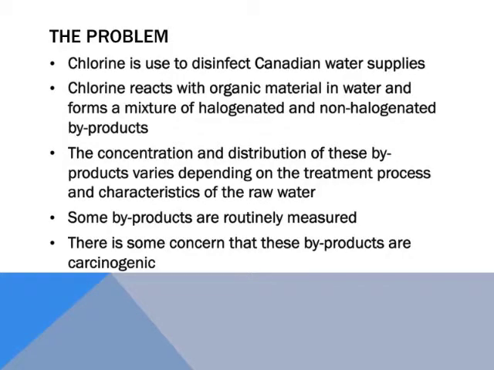So why study chlorinated byproducts? Chlorine is a disinfectant used in Canadian water supplies. Chlorine reacts with organic material in the water and forms a mixture of halogenated and non-halogenated byproducts. The concentration and distribution of these byproducts varies depending on the treatment process and characteristics of the raw water. Some byproducts are routinely measured. There is some concern that these byproducts are carcinogenic.